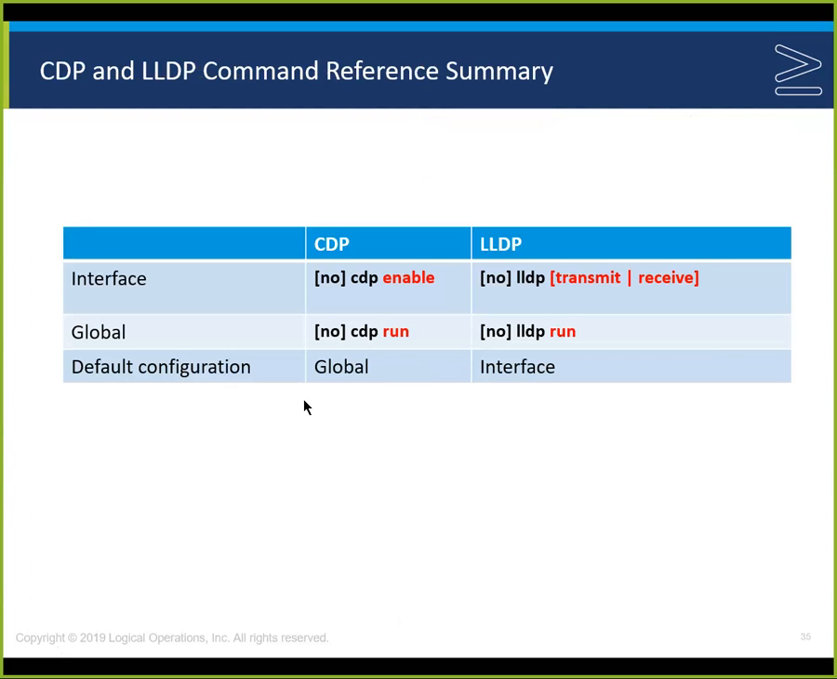The command summary: on the interface, the way we configure CDP is CDP enable, no CDP enable. LLDP is a little bit more precise because we can configure it to transmit, receive, or both. The global configuration is CDP run or no CDP run, LLDP run or not. By default, CDP configuration is global, for the entire device. LLDP configuration is per interface.